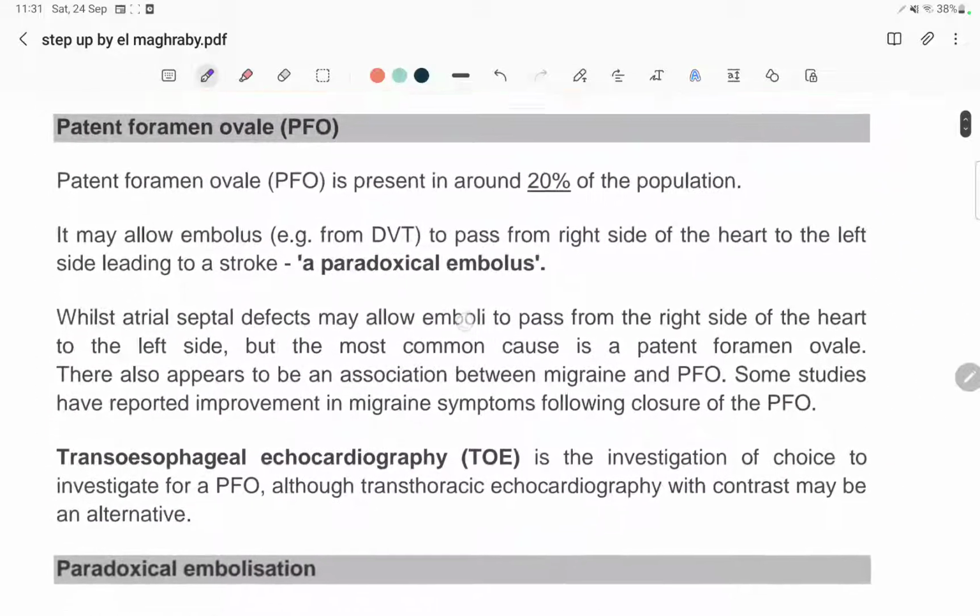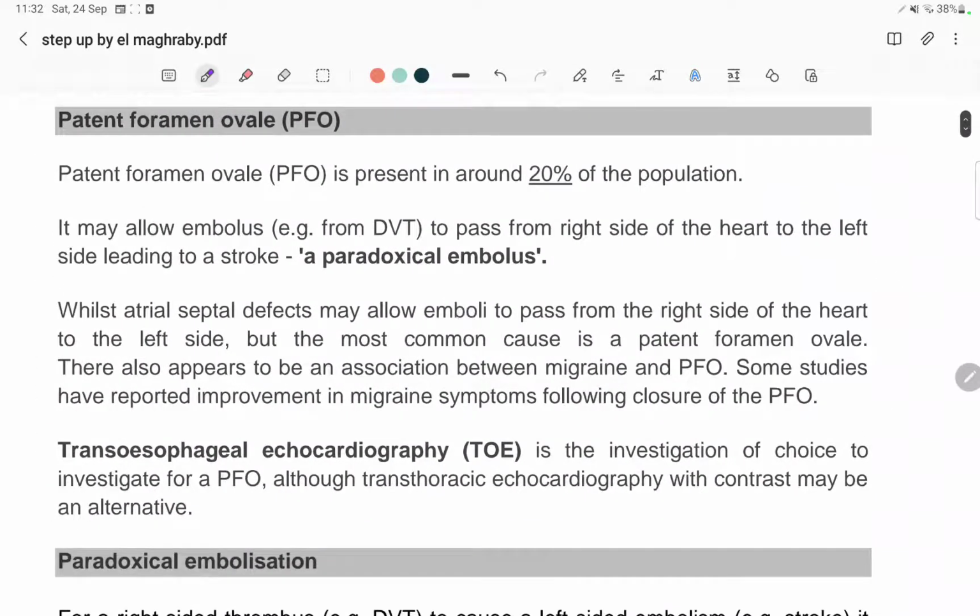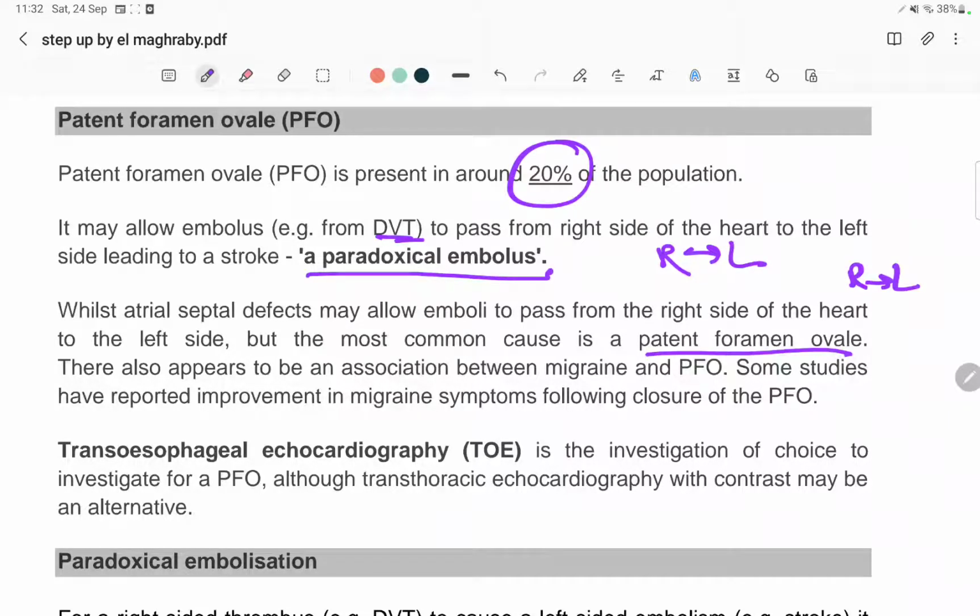PFO is present in around 20% of the population. It may allow an embolus from a DVT to pass from the right side of the heart to the left side, leading to stroke, a paradoxical embolus. ASD may also allow an embolus to pass from the right side of the heart to the left, but the most common cause is PFO. There also appears to be an association between migraines and PFO. Some studies have reported improvement in migraine symptoms following closure of the PFO.